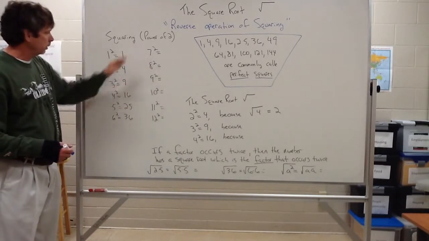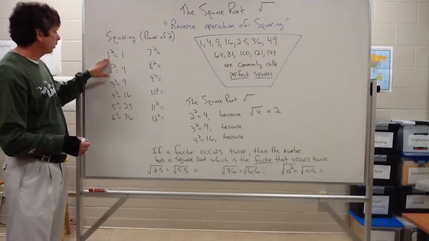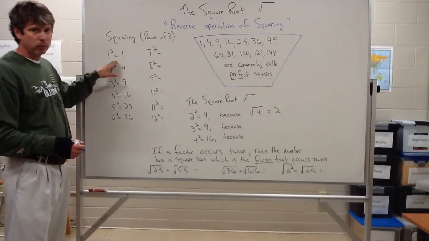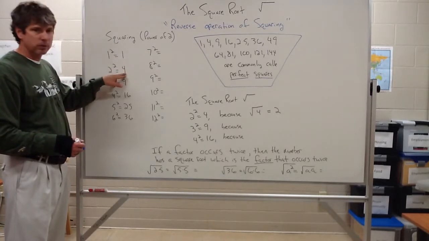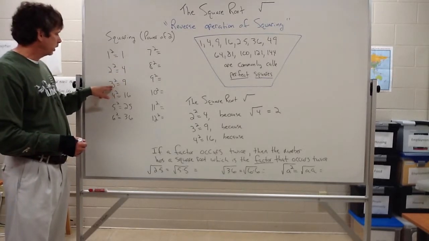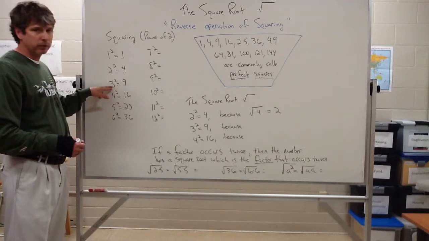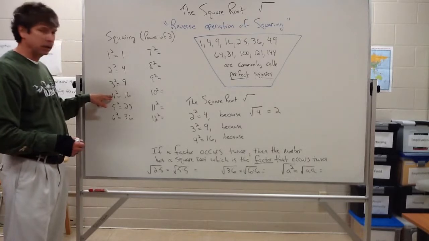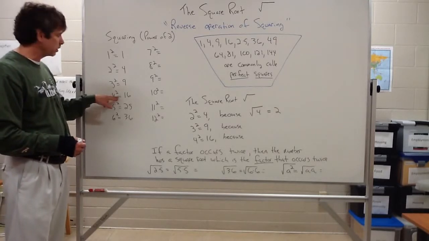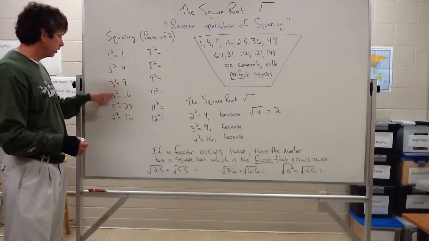Here's a little bit more detailed list of some squaring. 1 squared, as you remember, just means 1 times 1, which is 1. 2 squared is 2 times 2, which is 4. 3 squared, again, remember, is 3 times 3, which is not 6, but 9. 4 squared, again, that's not 8. 4 times 4 is actually 16. So watch out there on those.